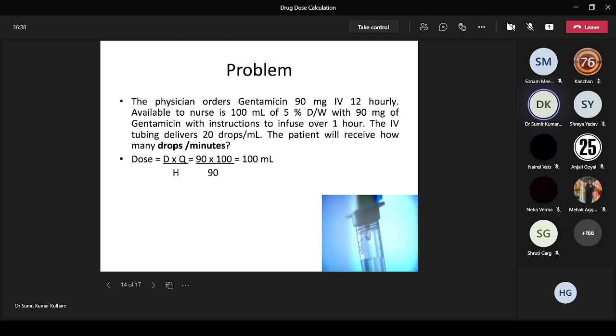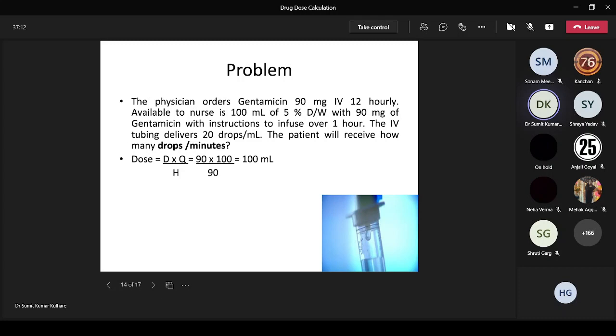Okay. How much is in hand? What is available to nurses is 100 ml of 5% dextrose water with 90 milligrams of gentamicin. So we have an equal amount. 90 milligrams is available. In how much quantity is it available? It is available in 100 ml solution. Q will be 100, so the total volume will be 100 ml. That means we have to finish this whole bag of solution.